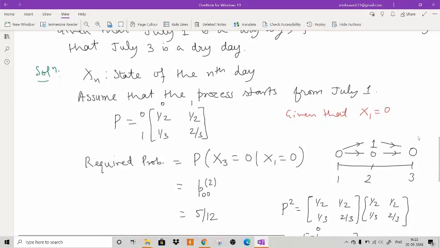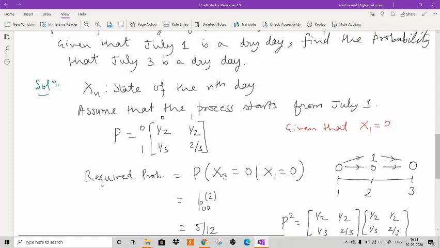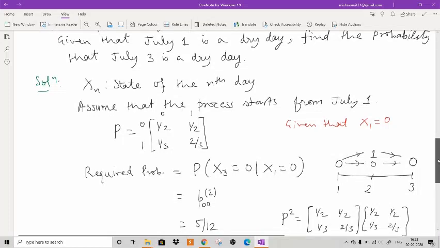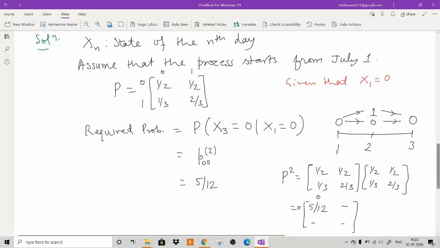Now the question says: find the probability that July 3 is a dry day. That means mathematically X3 is 0. We have to find this given that X1 was 0. So if you focus on the timeline, at time 1 it was 0, at time 3 it was 0, at time 2 it can be 1 or 0. So we want to find the probability that X3 is 0 given that X1 is 0. That means you want to find the two step transition probability, that means P00(2).